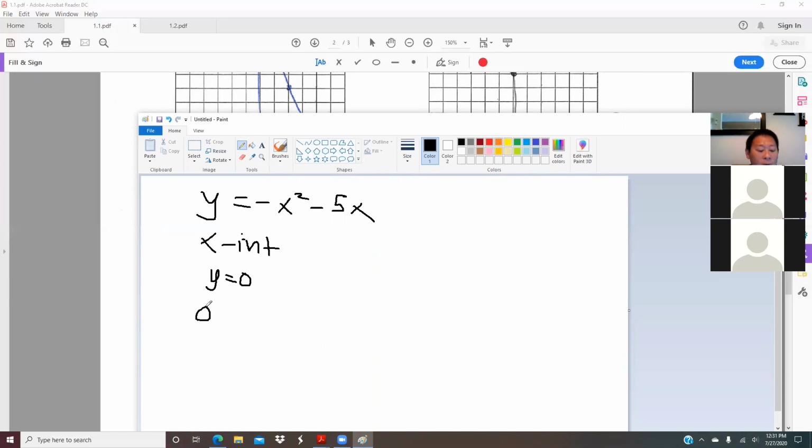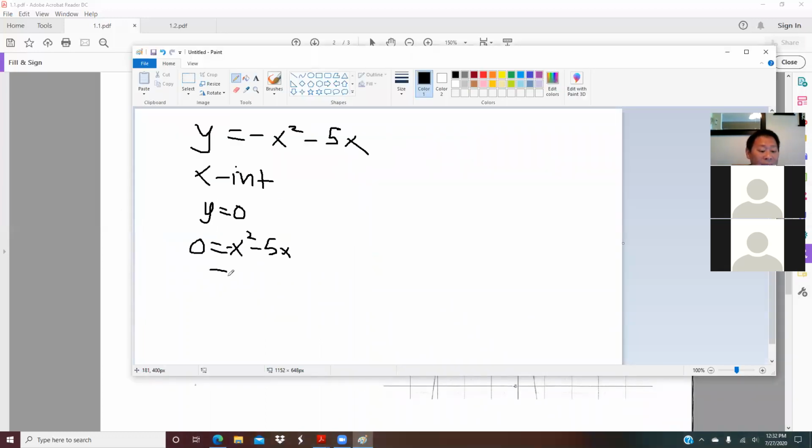So you put 0 equals negative x squared minus 5x. Then you have to factor, because you have an x squared here. In this case, you can factor the negative x out because both terms have a negative. So what we have is negative x times x plus 5. How do you know this is correct? You distribute: negative x times x is negative x squared, negative x times positive 5 is negative 5x.